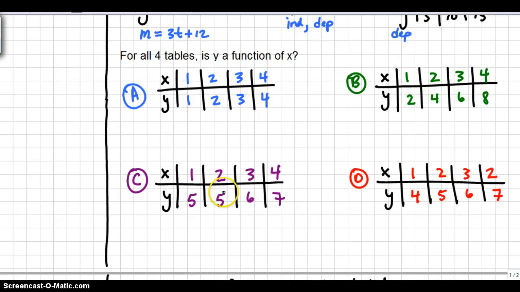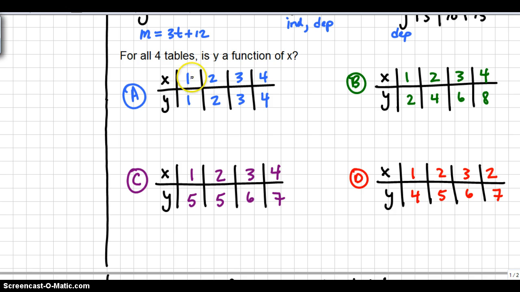Here we have 4 tables, and in all 4 tables the x values are 1, 2, 3, 4, with the exception of the last example that goes 1, 2, 3, 2. Now let's look at the y values in each table. We got 1, 2, 3, 4 in the first, 2, 4, 6, 8 in the second, 5, 5, 6, 7, so we have a repeat here in C, and 4, 5, 6, 7 for the last example.